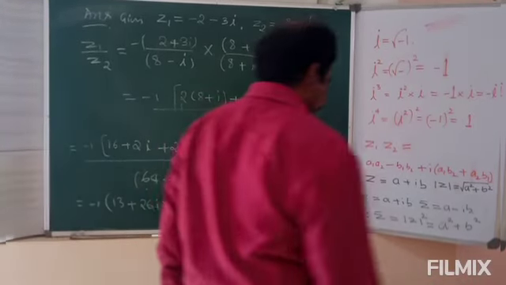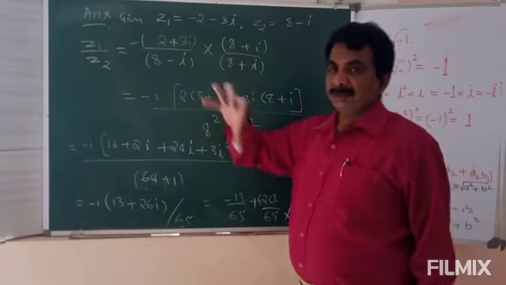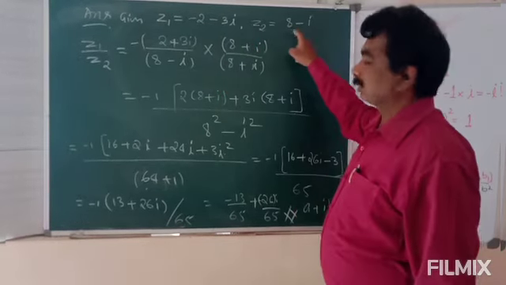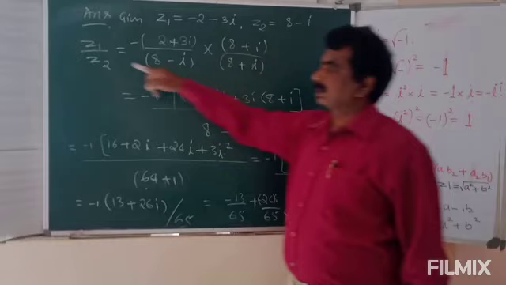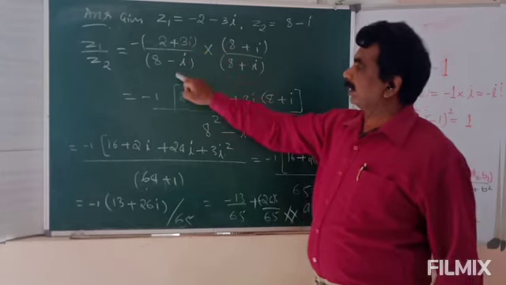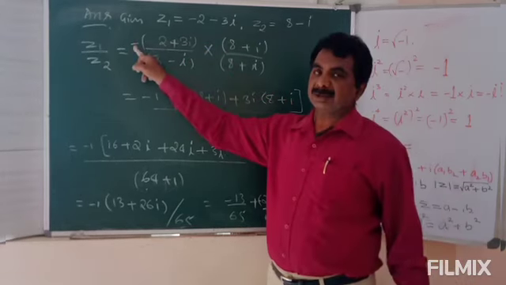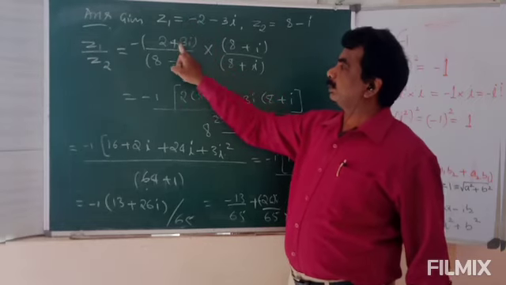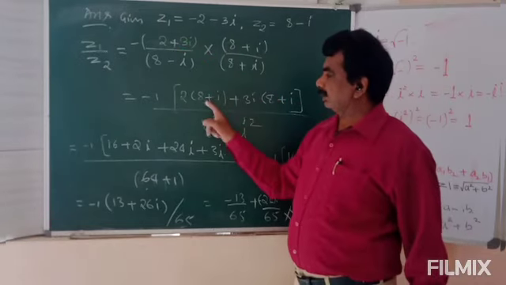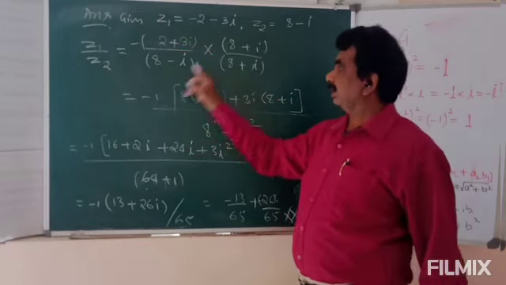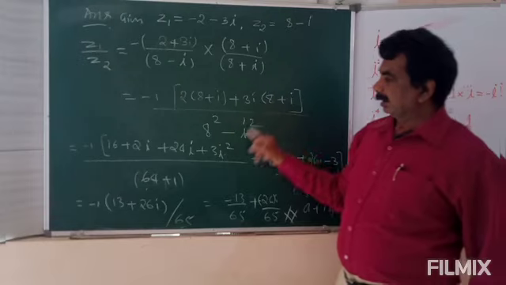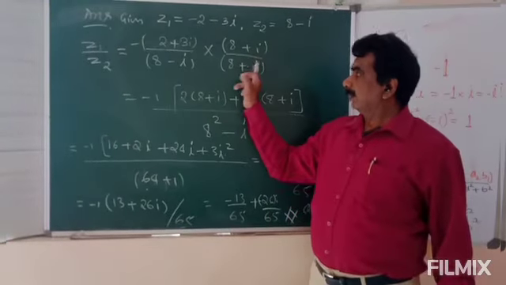Okay, explain the marking point. Find z1 divided by z2, if z1 is minus 2 minus 3i and z2 is 8 minus i. So z1 divided by z2 is minus 2 minus 3i by 8 minus i. I will take the minus common factor. This becomes plus 2 plus 3i by 8 minus i. Now 2 into 8 plus i, and 3i into 8 plus i, divided by 8 square minus i square.